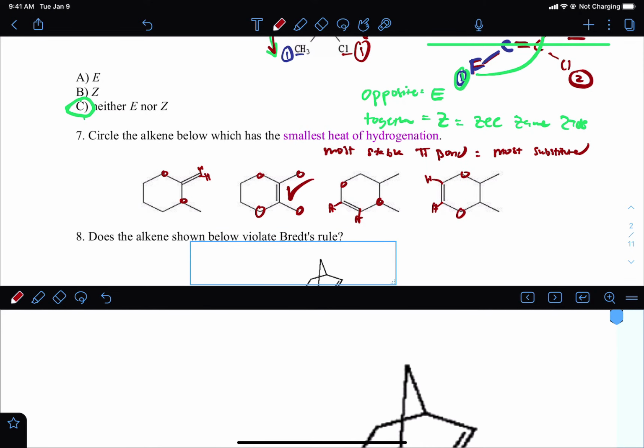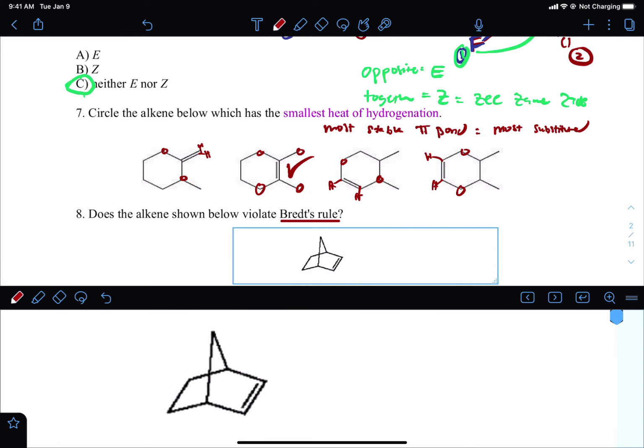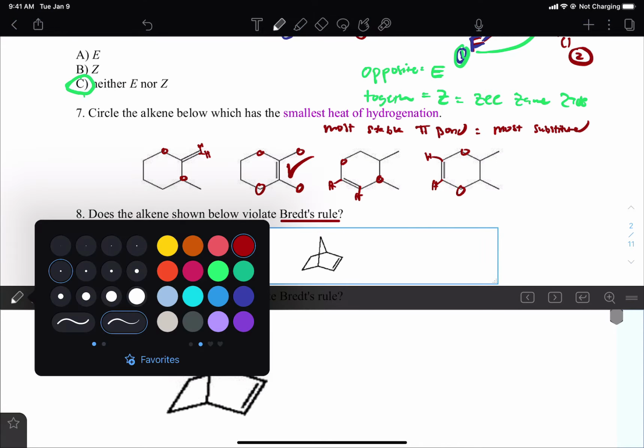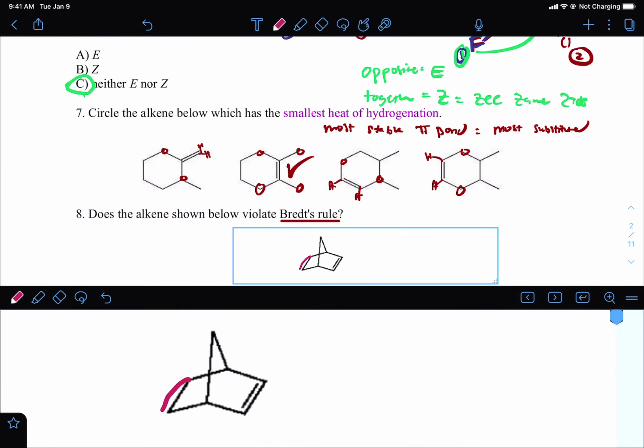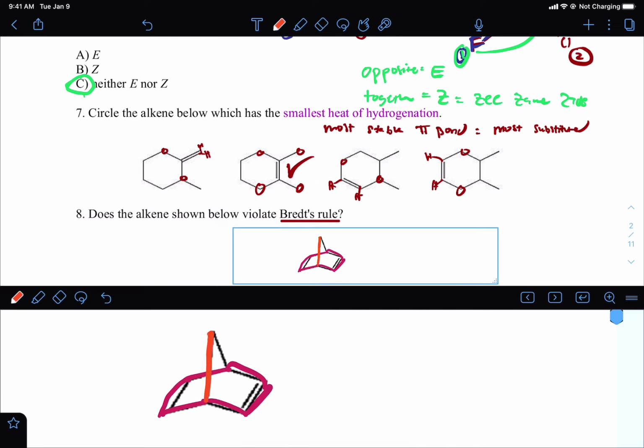All right, question 8. Does the alkene below violate Brett's rule? Okay, so Brett's rule is a rule that applies to bridged bicyclic alkenes. So this is what a bridged bicyclic molecule looks like, something like this. Notice we've got two rings. We've got a 6-membered ring. 1, 2, 3, 4, 5, 6. We've got that 6-membered ring in pink. But we've also got a 5-membered ring. 1, 2, 3, 4, 5 in orange.